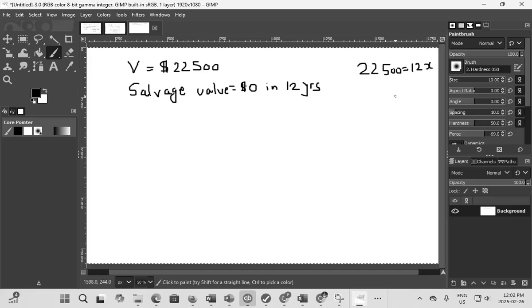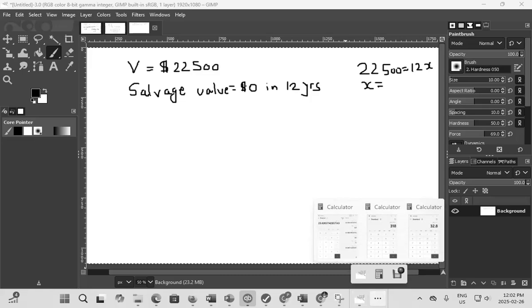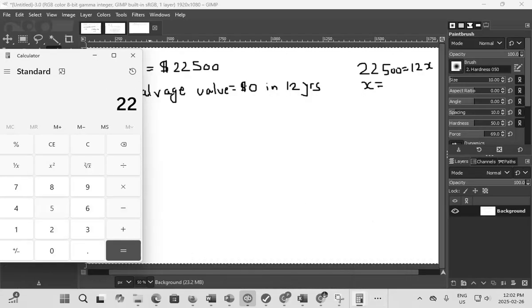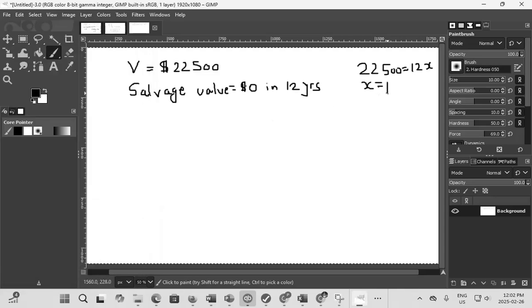All right, so you want to figure out the rate of depreciation per year. In order for you to figure that out, you will need to figure out the value of x. So we know that x, which is the rate of depreciation per year, will be 22,500 divided by 12. That's 1,875. That's $1,875 of depreciation per year.